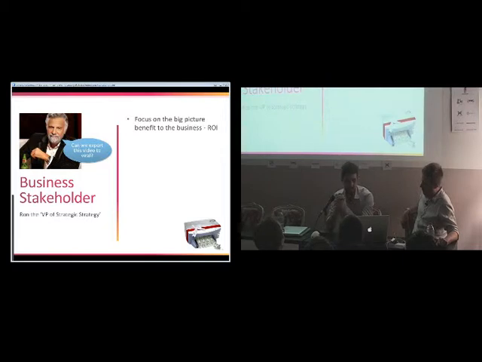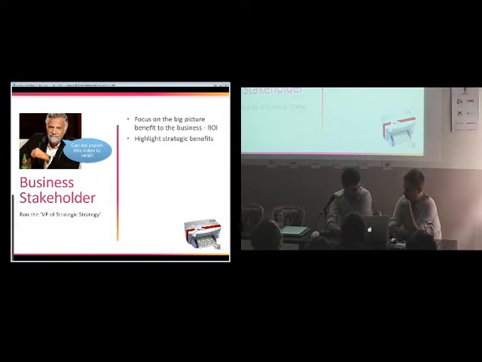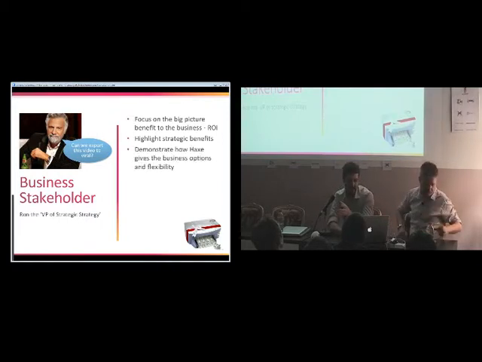Ultimately, return on investment and how it's going to benefit the business strategically. So highlight the strategic benefits of Haxe. It's probably one of its biggest strengths. He's interested in how the technology aligns with the business's longer term strategy for growth and market direction. So demonstrate how Haxe can give businesses options and flexibility when it comes to moving between platforms and not being too tied to the platform choices that they make. This is a unique feature of Haxe that can provide businesses with options and flexibility.